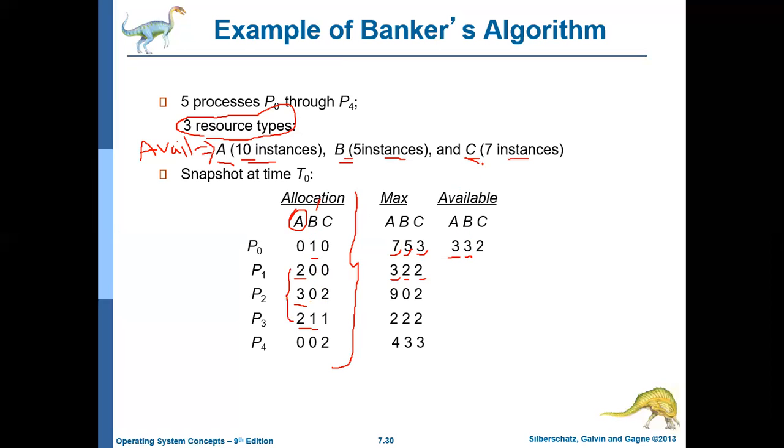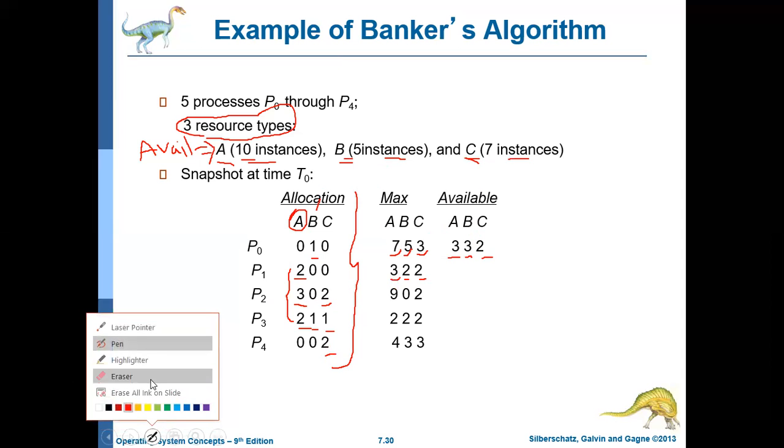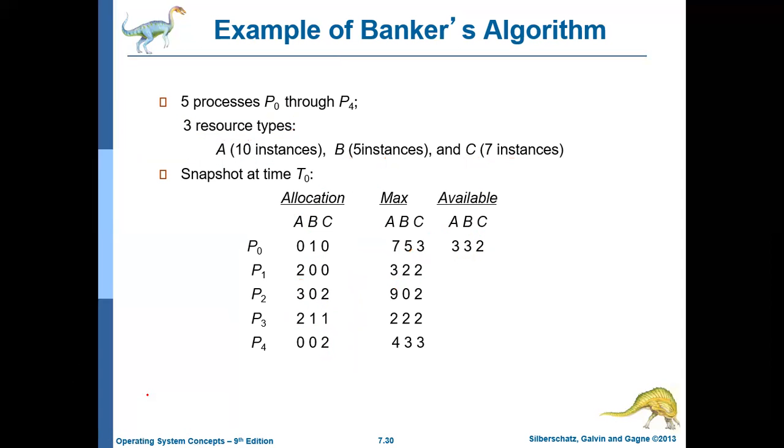Similarly for C, total available is 7. Currently, 2 instances of C were allocated to process 2, 1 instance to process 3, and 2 instances to process 4. So 2 plus 1 is 3, 3 plus 2 is 5. 5 instances were already allocated, so 7 minus 5 is 2. The remaining available resource is 2. This is what this particular chart shows. This is the current state of the system.